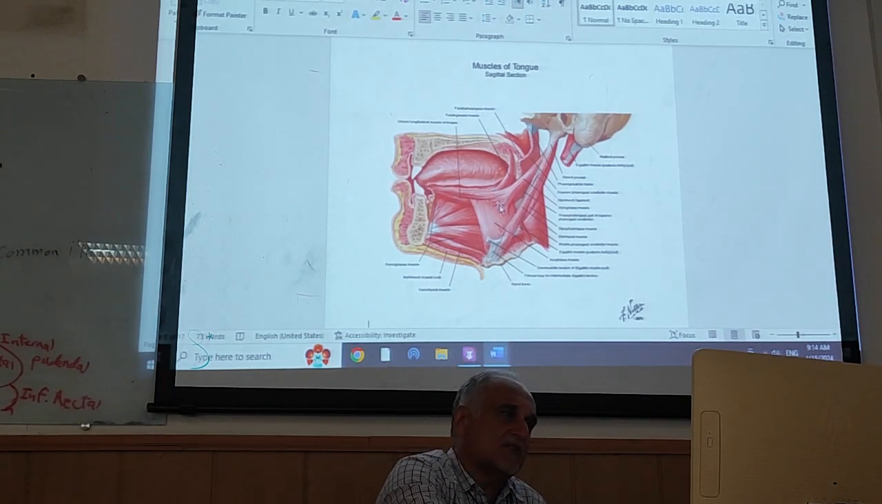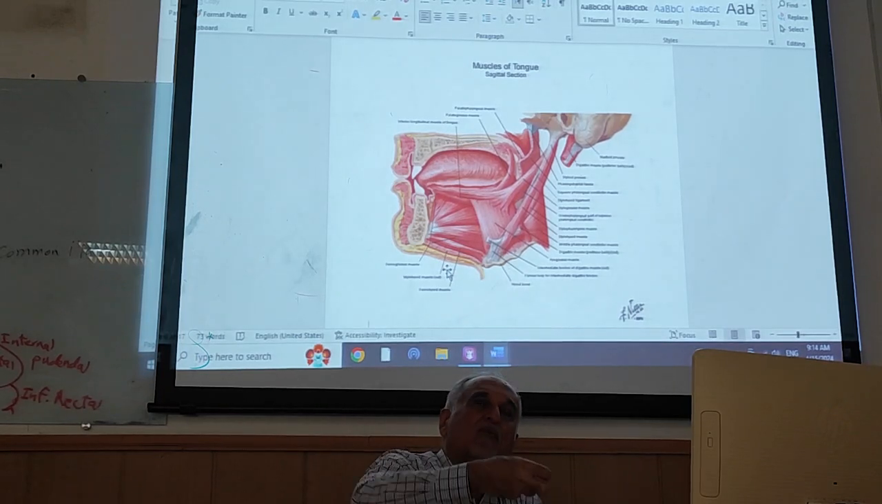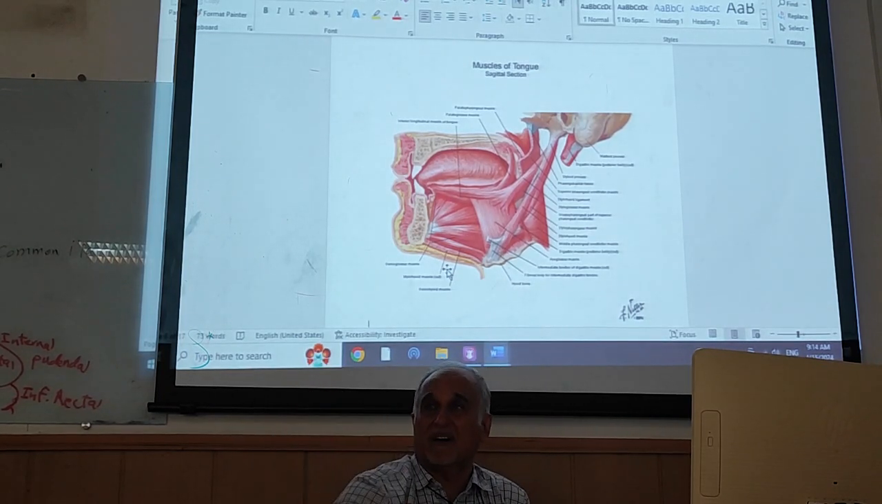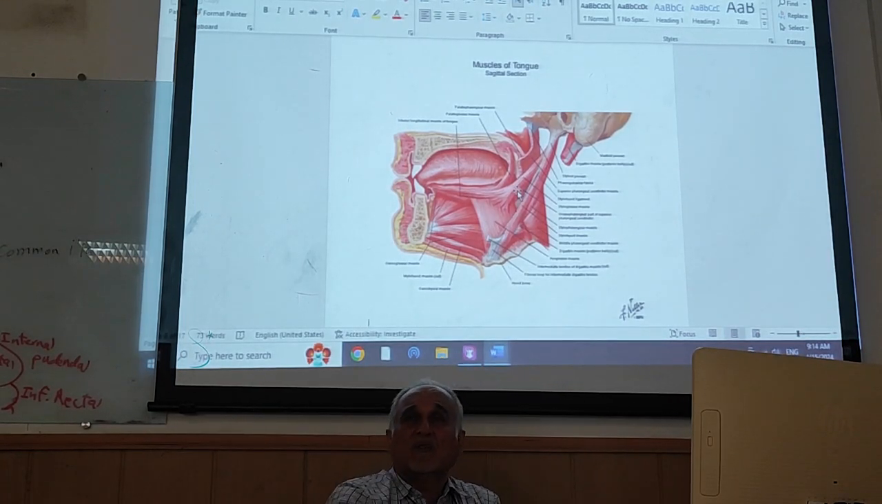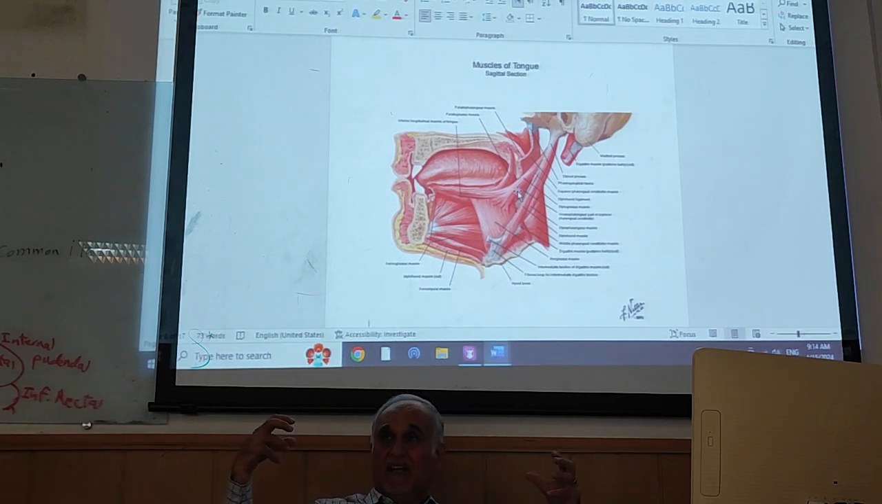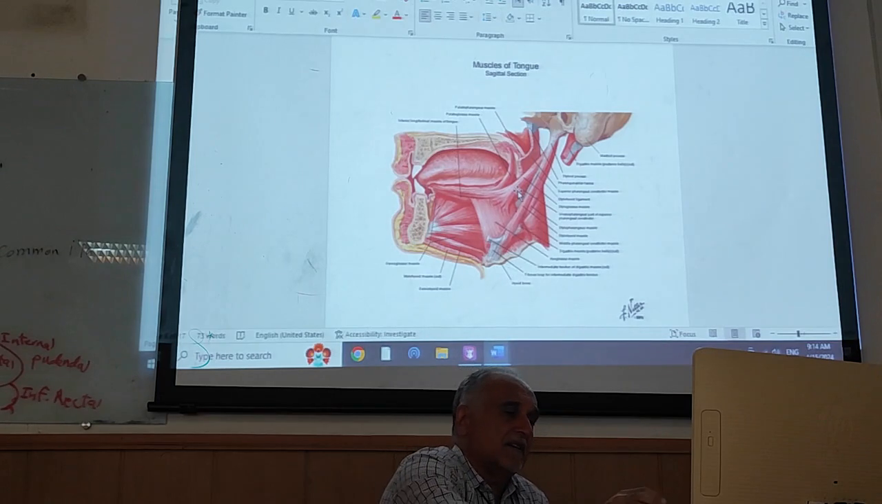And what about the palatoglossus? What will be the action of the palatoglossus? It helps to pull the tongue up and backward. And the same as styloglossus, as you can see here. Styloglossus pulls up and laterally, that one pulls up in a medial direction.